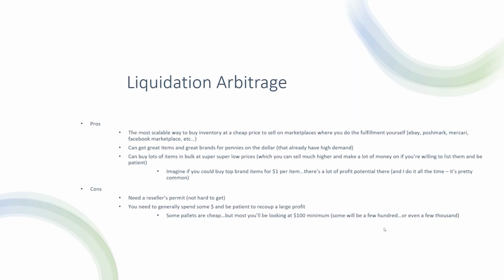Now, some of the pros here with liquidation arbitrage are that it's more scalable, right? It's a more scalable way to buy inventory at a cheap price to sell on those same marketplaces that we've been covering, where you do the fulfillment. And you can get great items and great brands for pennies on the dollar that already have high demand, so you don't have to manufacture the demand or promote them or anything like that. People are already searching for these brands a lot of times and they already sell automatically.